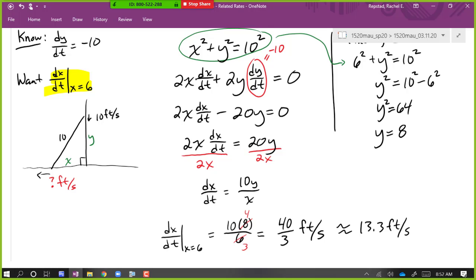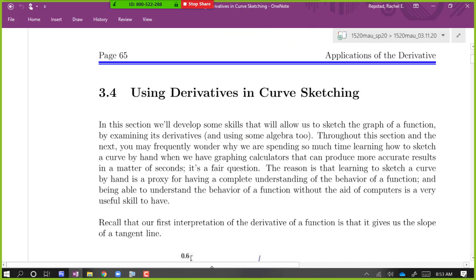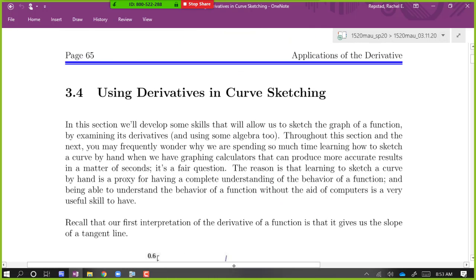Let's see. We have about 20 minutes left. Why don't we go ahead and get a start just kind of talking about some of these principles that we're going to use in the curve sketching. We won't get very far, but we'll lay a bit of a foundation.